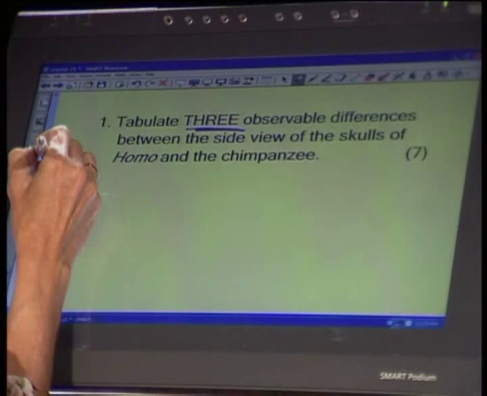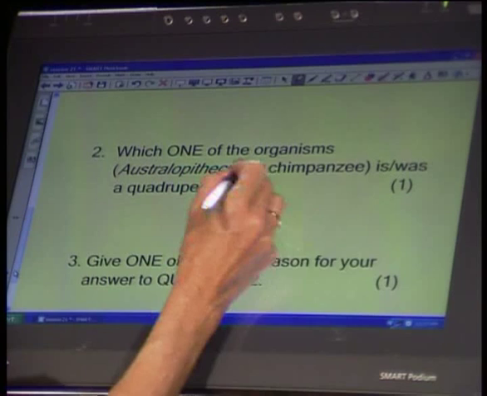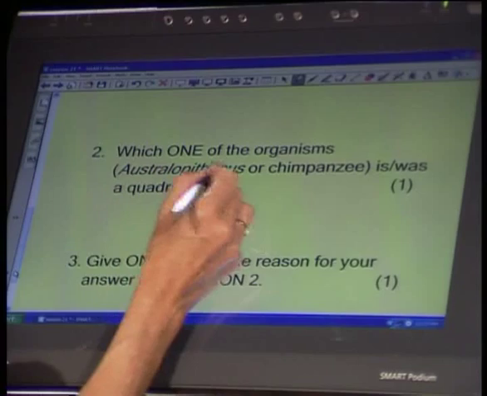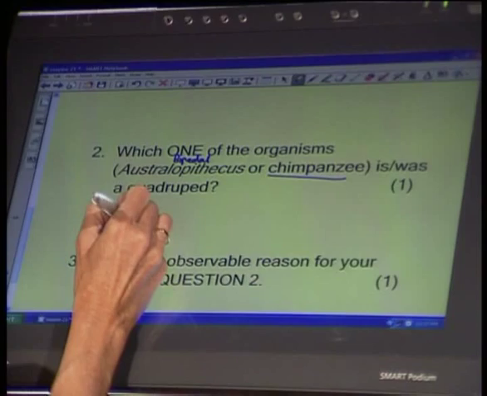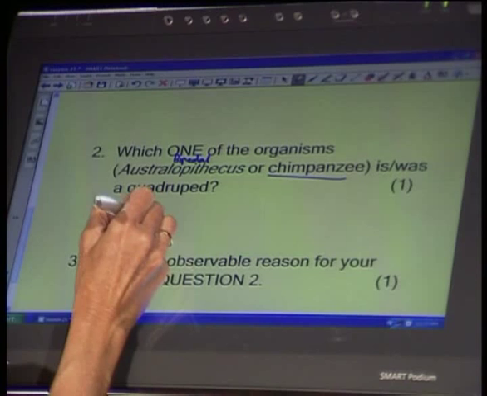Then if we look down, which one of the organisms, Australopithecus or the chimpanzee, was quadruped? We've already said that the Australopithecus, because of where the foramen magnum was, definitely was bipedal. Whereas the chimpanzee was on all fours. So the answer is chimpanzee. And that would have given you the mark there.